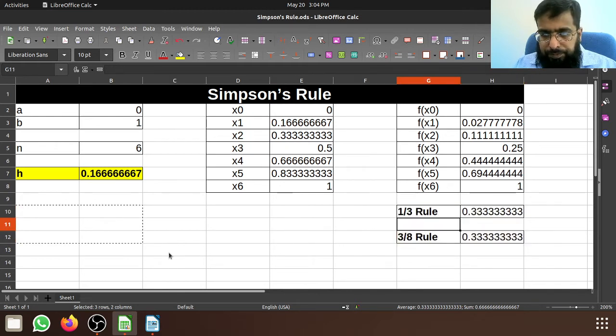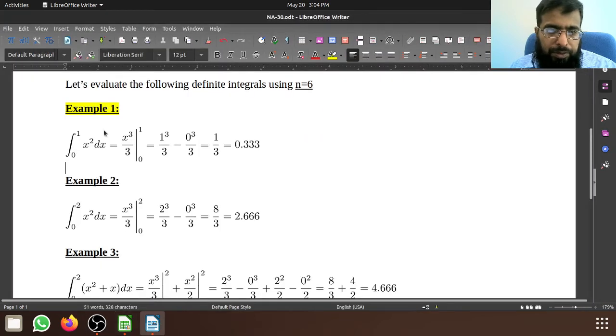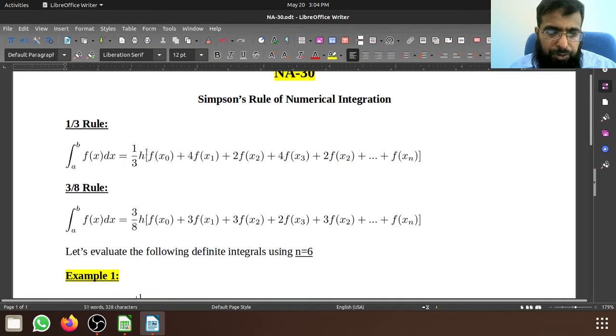And then comes the 1/3 and the 3/8 rule. Let's put it here. The answer computed using the 1/3 rule would be h divided by 3. You know the formula for the 1/3 rule is h by 3 times f of x naught plus 4 f of x1 plus 2 f of x2. All odd f of x's are multiplied by 4 and all even are multiplied by 2, except first and last, which are multiplied by 1.